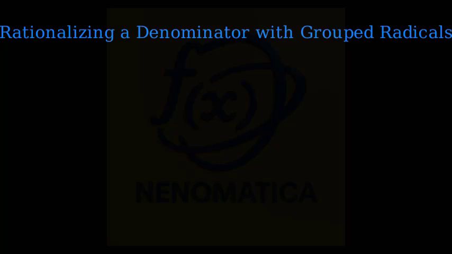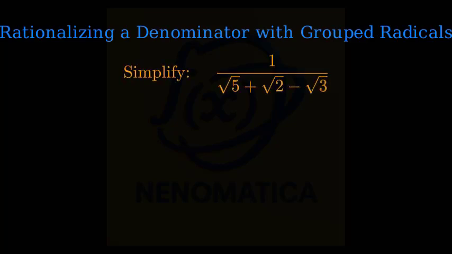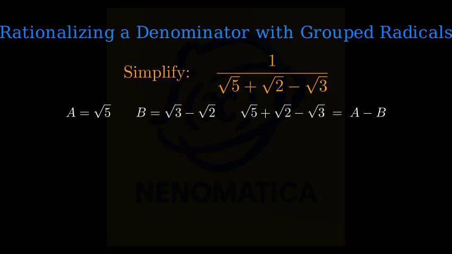In this lesson, we will rationalize a denominator that contains grouped radicals. We'll follow a clean, visual step-by-step method. Here is the problem we will solve. Our goal is to write the expression with a rational denominator and simplify. First, group the denominator as A minus B, so we can use a conjugate. Let A be square root of 5, and B be the quantity square root of 3 minus square root of 2. Then the denominator becomes A minus B.